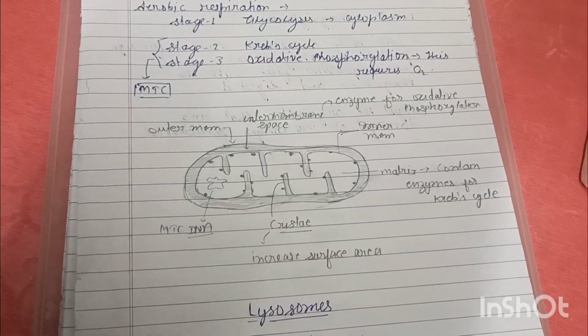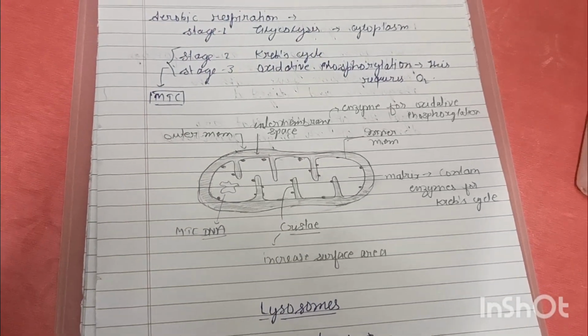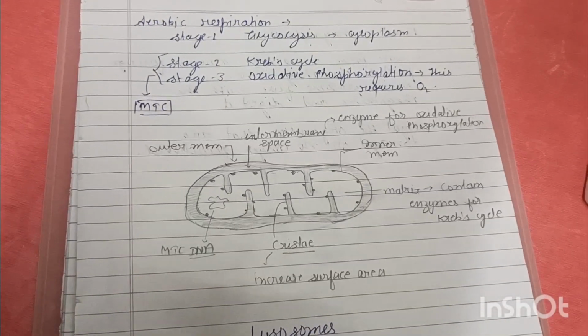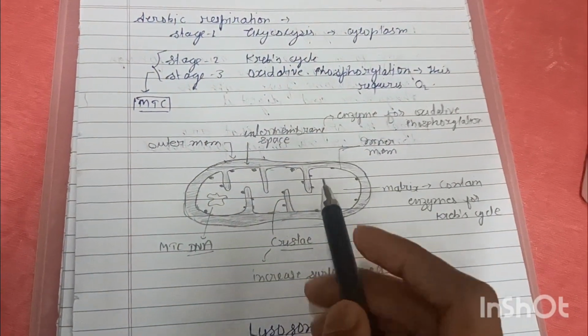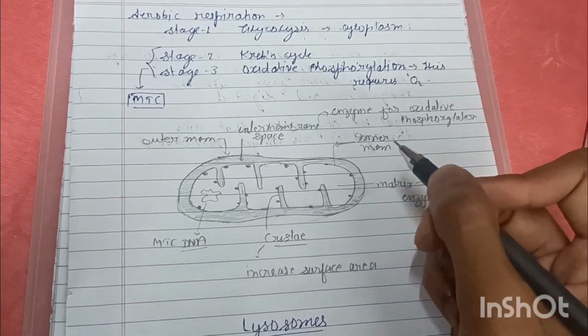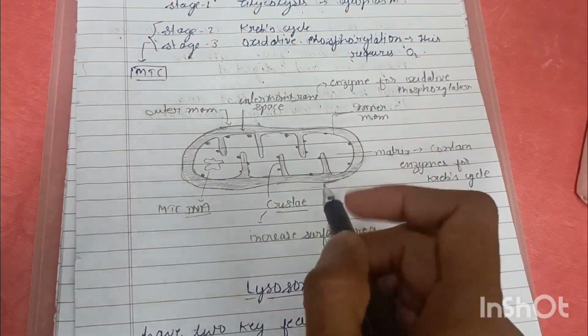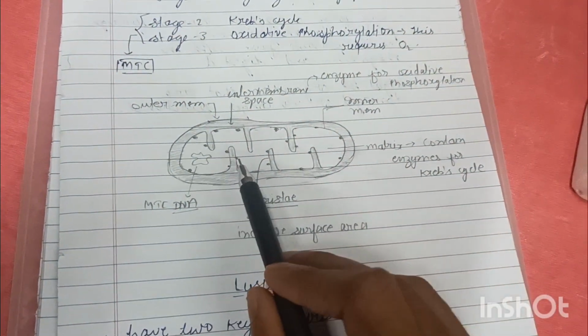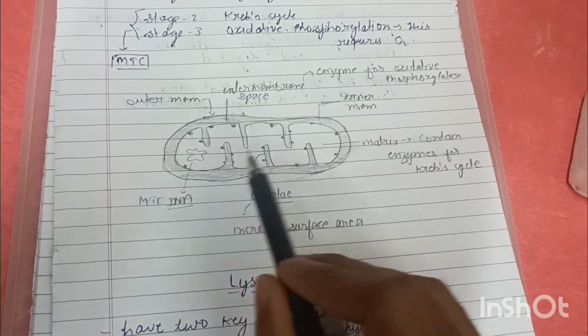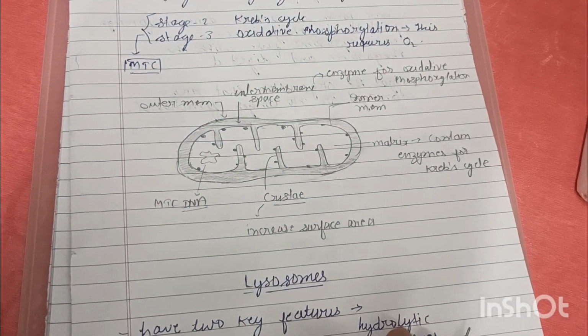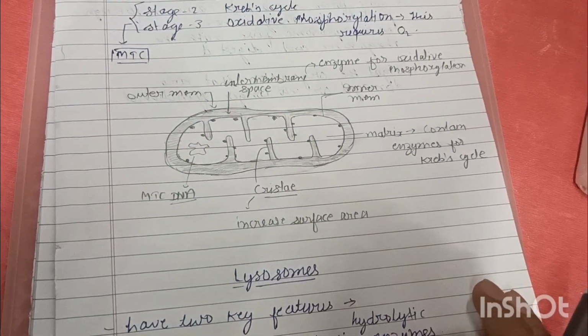Mitochondria contains its separate DNA, which contains information to form proteins. Mitochondria also contains its own ribosomes, which form proteins, and these ribosomes get information to form proteins from mitochondrial DNA. So this is all about mitochondria.